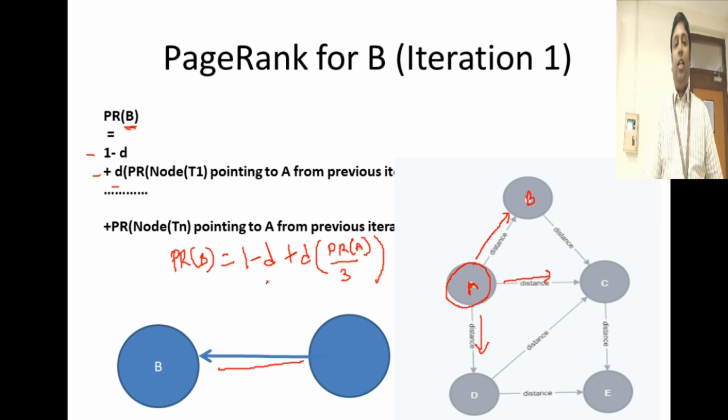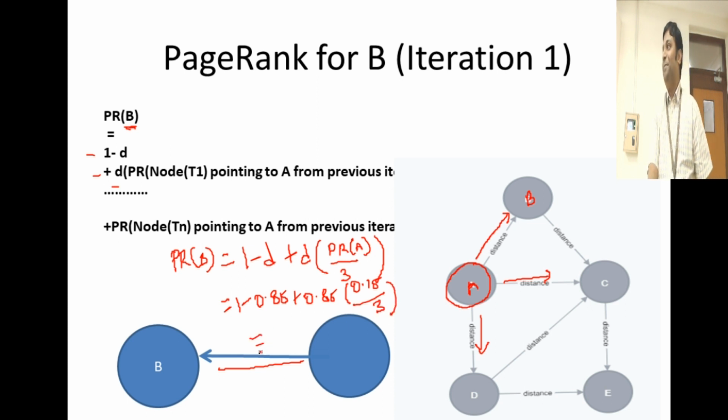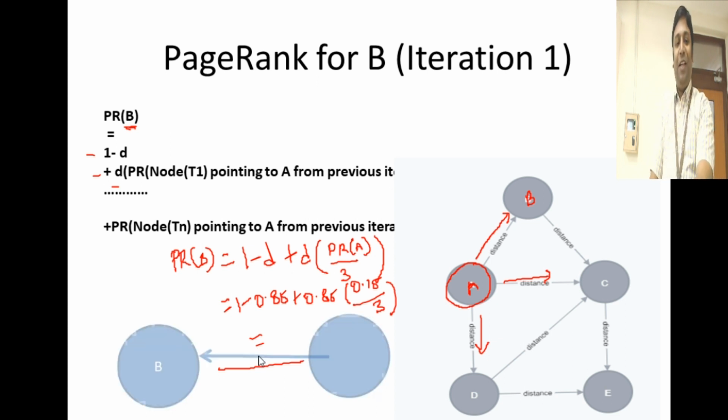So what should be the value here? This is nothing but 1 minus 0.85 plus 0.85. You have to give me the answer now. PageRank of A from the previous iteration is 0.15 divided by 3. So what is the value here? Quick, compute the values and tell me.